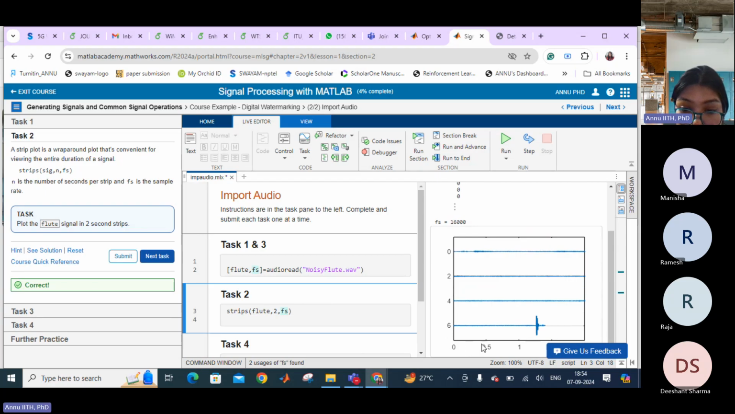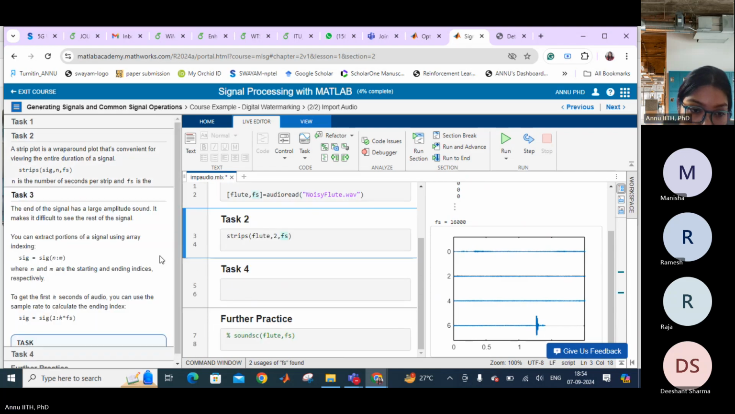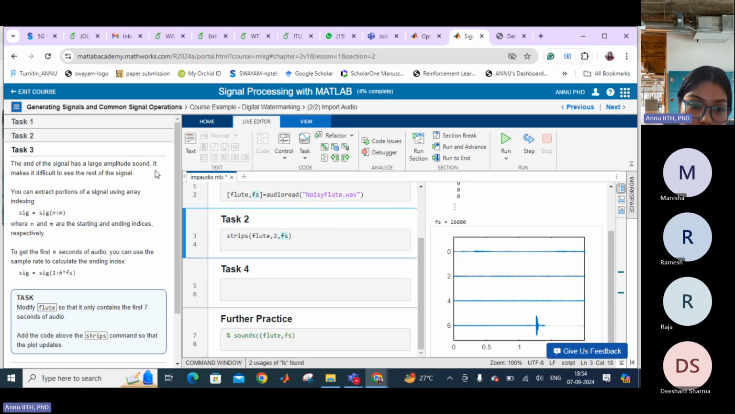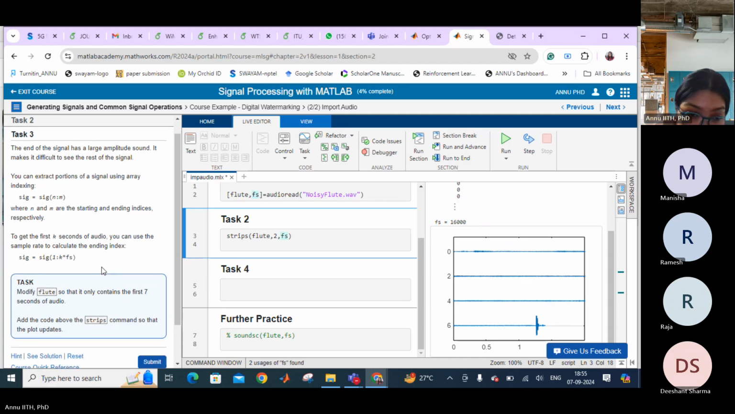For 2 seconds, you're having some different signal frequencies. The end of the signal has a very large amplitude sound, which makes it difficult to see the rest of the signal. You can extract a portion of the signal using array indexing, where n and m are the starting and ending indices. To get the first k seconds of the audio, you can use the sample rate to calculate the ending index.